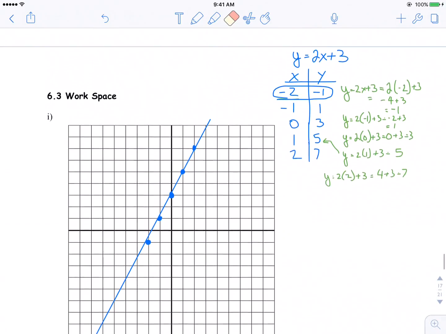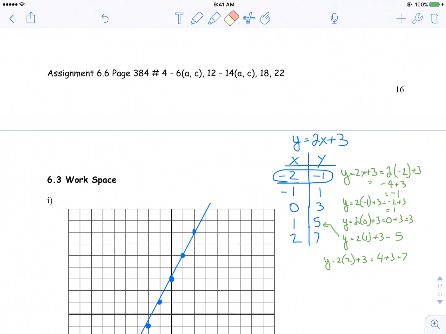Number 2 being compare the graphs in each set. How are they the same? How are they different? Number 3, determine the slope of each line. Number 4, compare each slope with the corresponding equation. What do you notice? And number 5, what do you notice about the y-intercept?